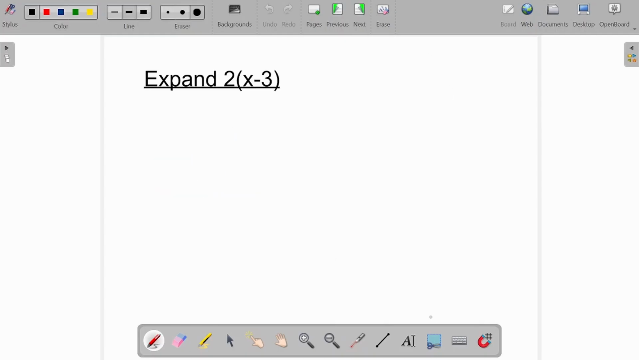So this first one, you're going to want to multiply the 2 by everything in the bracket. So that is simply 2x minus 6. So for this next one, you're going to want to use the FOIL method.